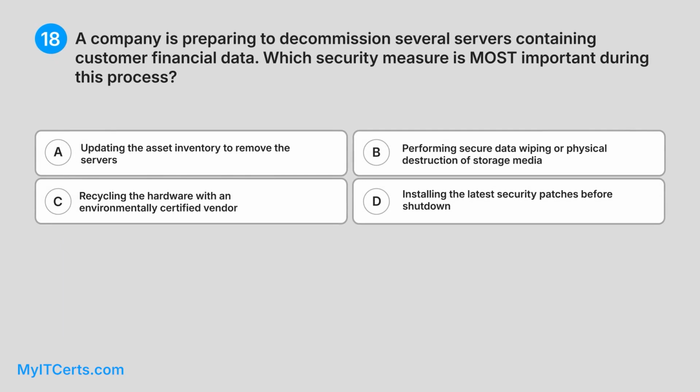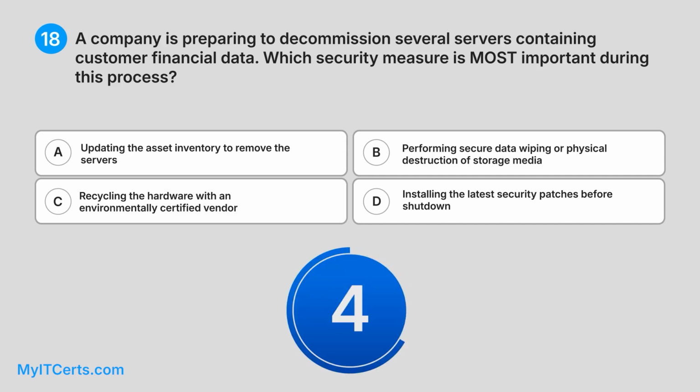18. A company is preparing to decommission several servers containing customer financial data. Which security measure is most important during this process? A. Updating the asset inventory to remove the servers. B. Performing secure data wiping or physical destruction of storage media. C. Recycling the hardware with an environmentally certified vendor. D. Installing the latest security patches before shutdown. Can you guess the answer?